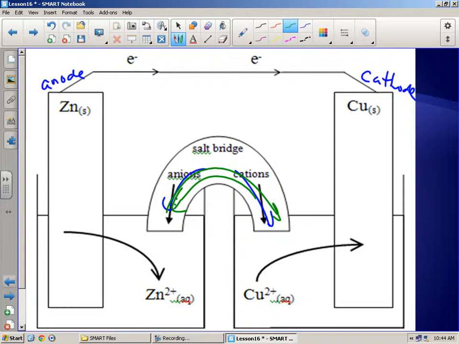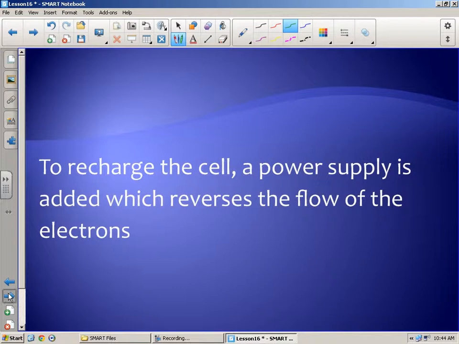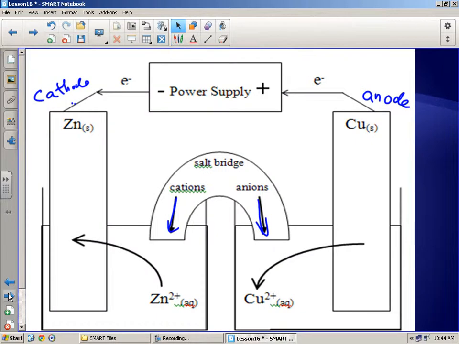The cations always go to the cathode. Reduction always takes place at the cathode. That never changes no matter what cell you're talking about, voltaic or electrolytic. Okay? So, cations towards the cathode, anions towards the anode. Reduction always happens at the cathode no matter what.